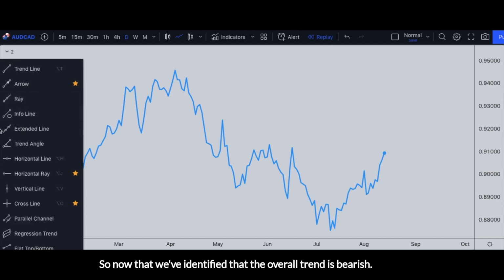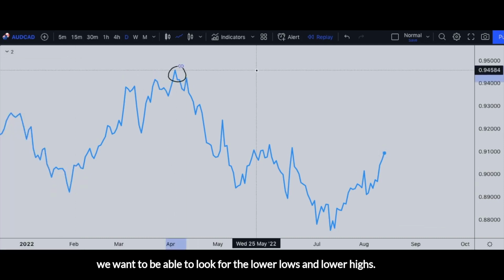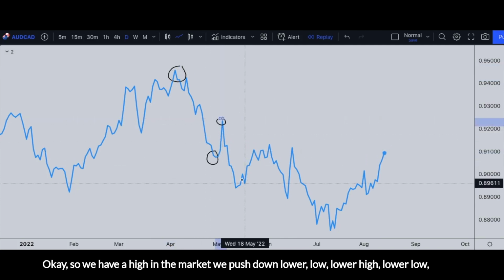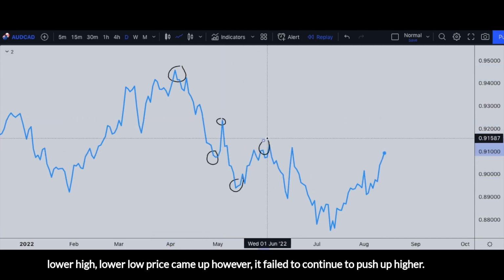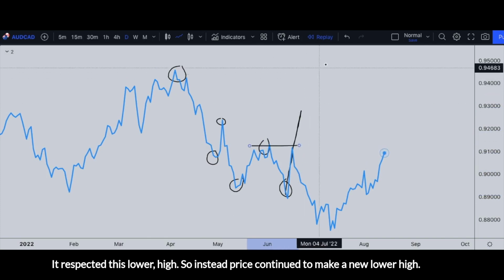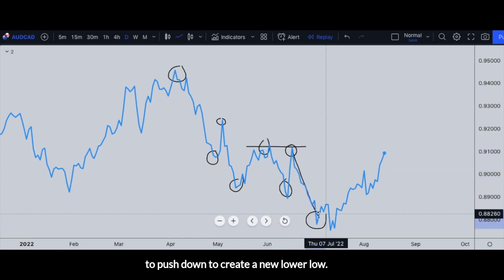So now that we've identified that the overall trend is bearish, we have a high in the market, we want to be able to look for the lower lows and the lower highs. Okay, so we have a high in the market, we push down, lower low, lower high, lower low, lower high, lower low. Price came up, however, it failed to continue to push up higher. It respected this lower high. So instead, price continued to make a new lower high. This is actually a double top formation, and price continued to push down to create a new lower low.